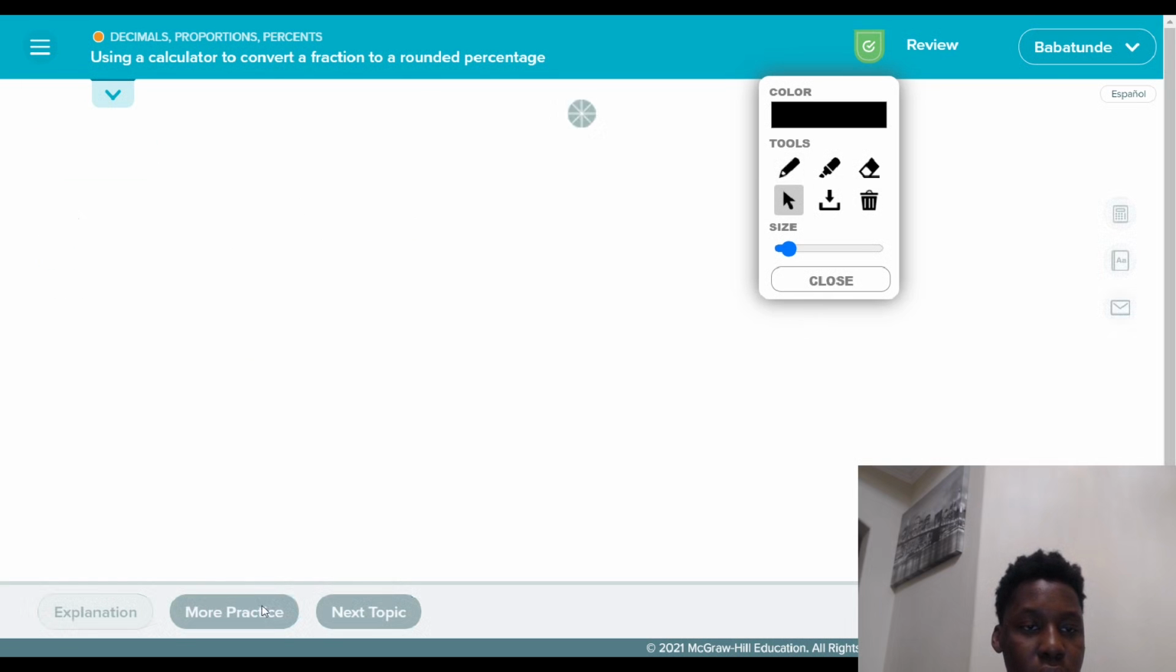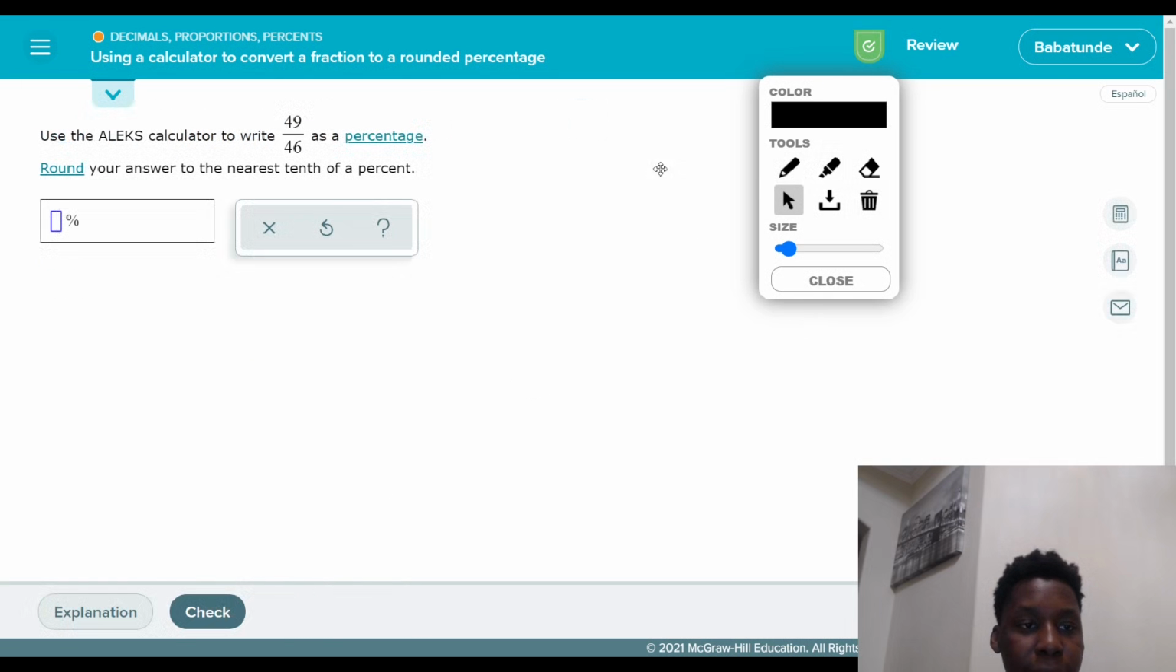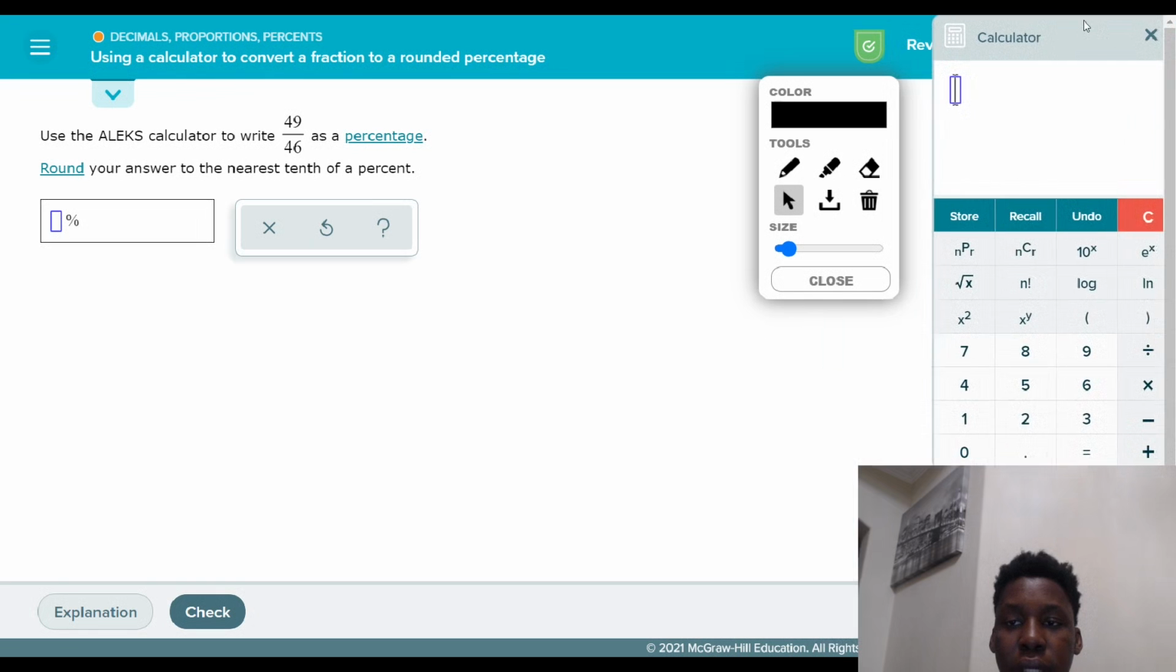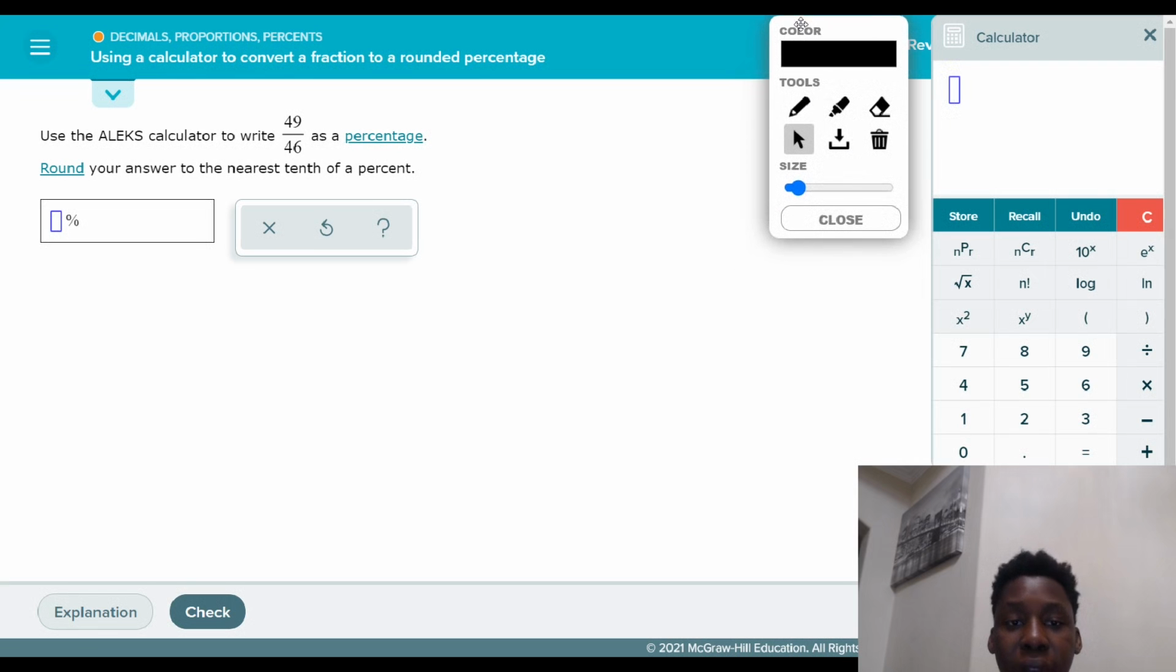Let's look at another more practice. Feel free to pause the video if you like and test your knowledge, but if not, you can work with me. This is asking us to use the calculator to write 49 over 46 as a percentage. Remember the first step is to divide the fraction given. The fraction given in this case is 49 divided by 46.